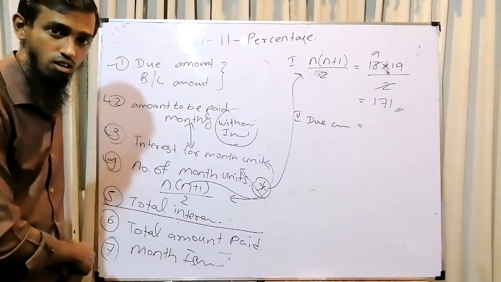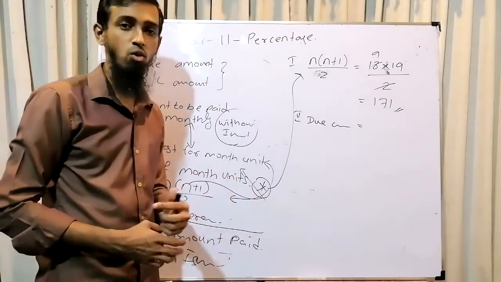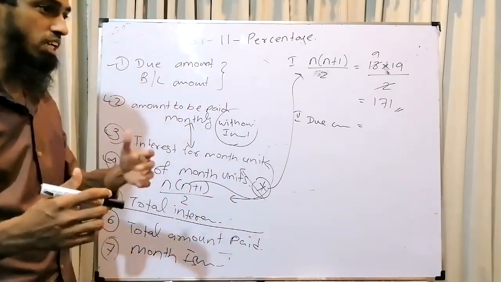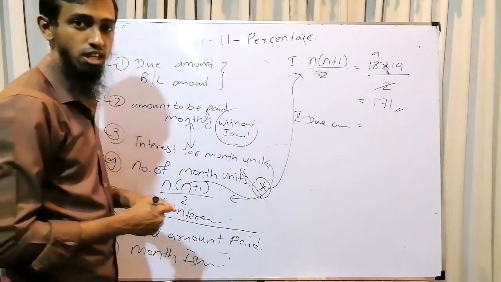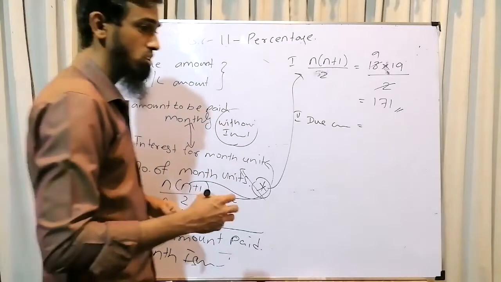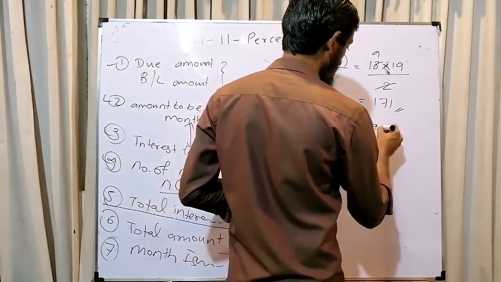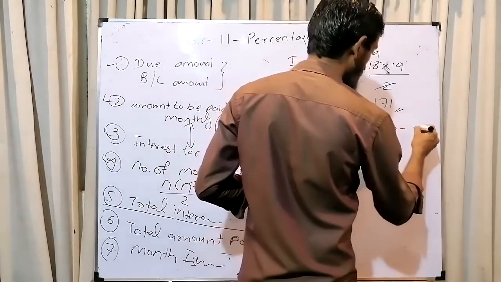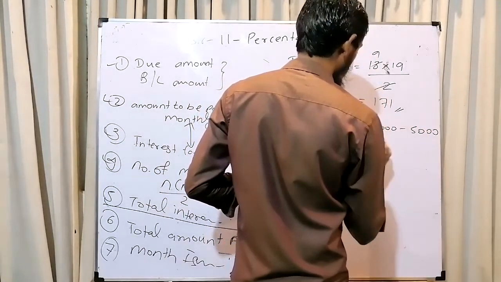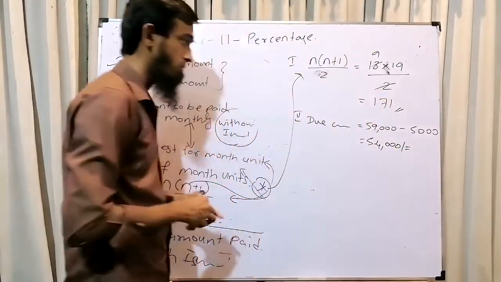You have the particular sentences with you, so check those sentences that I sent along with the answers. So, the due amount. The amount for this computer is 59,000. The initial payment is 5,000. So 54,000 they need to pay.